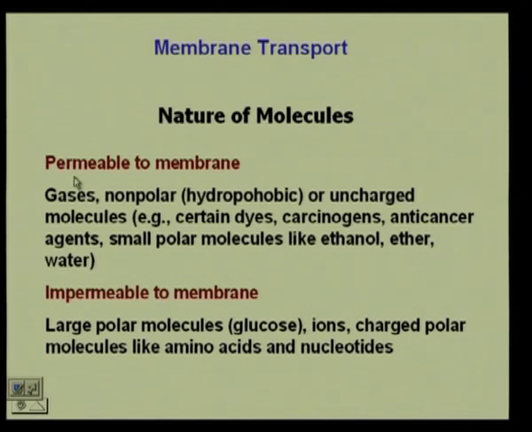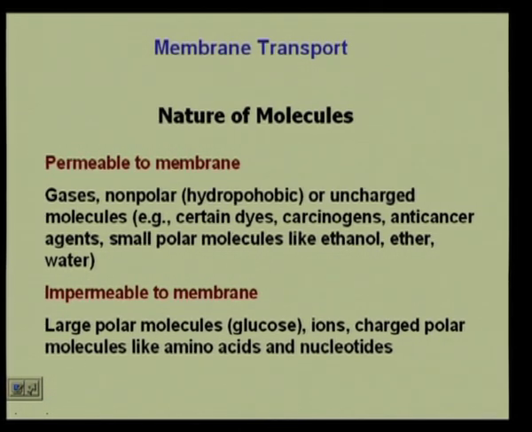First of all, we consider those that are permeable to the membrane and those that are impermeable to the membrane. For example, small non-polar, hydrophobic, uncharged molecules, small polar molecules, and gases would be permeable to the membrane because they would generally diffuse through the membrane. But if we look at other molecules, larger polar molecules, for example, ions or charged polar molecules like amino acids and nucleotides, for example, adenosine monophosphate, AMP, ADP or ATP.